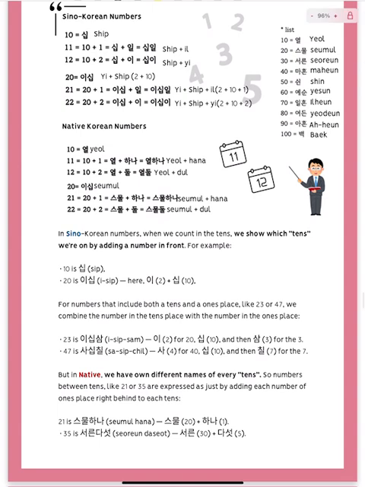But in native, we have different names for every tens, so numbers between tens like 21 or 35 are expressed by just adding the number of the ones place right behind each tens. 21 is 스물 하나, which is 20 for 스물 and 1 for 하나. 30 is 서른, 5 is 다섯, which equals 서른다섯.